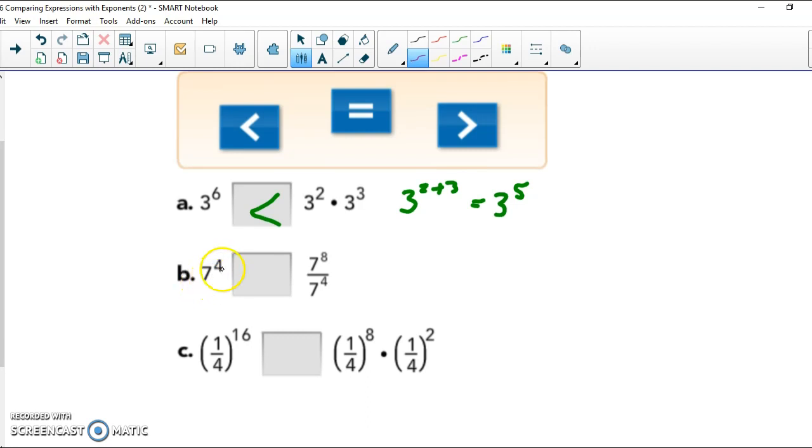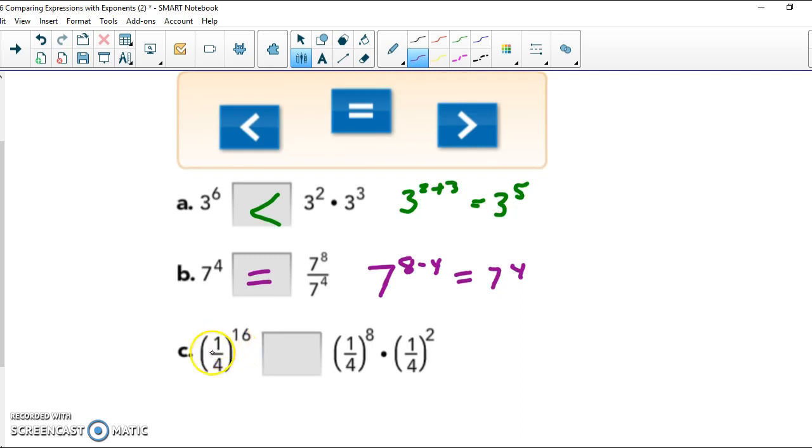On part B, I have 7 to the 4th power, and I want to know if that's less than, equal to, or greater than 7 to the 8th over 7 to the 4th. So I notice I have the same base, and I'm dividing, so I will subtract my powers, which gives me 7 to the 4th. So in this case, these two expressions are equivalent.